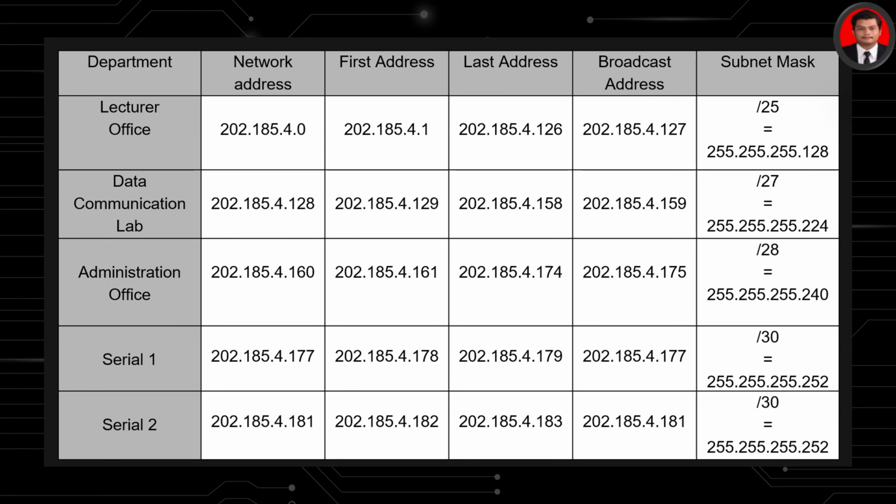So this is our subnetting table. We have calculated for the three places: the lecture office, data communication lab, and administration office. After we calculate all of this, we see that there are still 80 more IP addresses that are not used. So we chose to use 4 IP addresses for serial 1 and serial 2 for the routers, to make the router-to-router configuration.